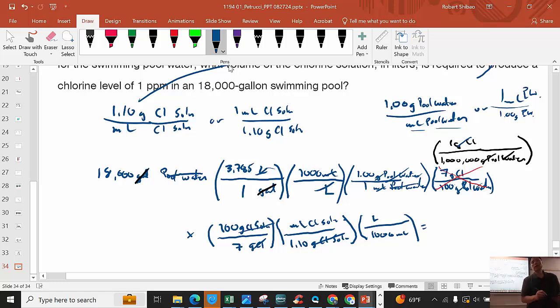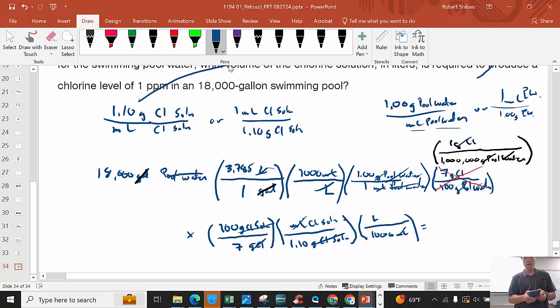All right, so when we check our work, the first thing is we just want to make sure the units work out. And so the units come out to liters of chlorinating solution. Well, that's what we want, liters of chlorinating solution. And then we just check the numbers here.